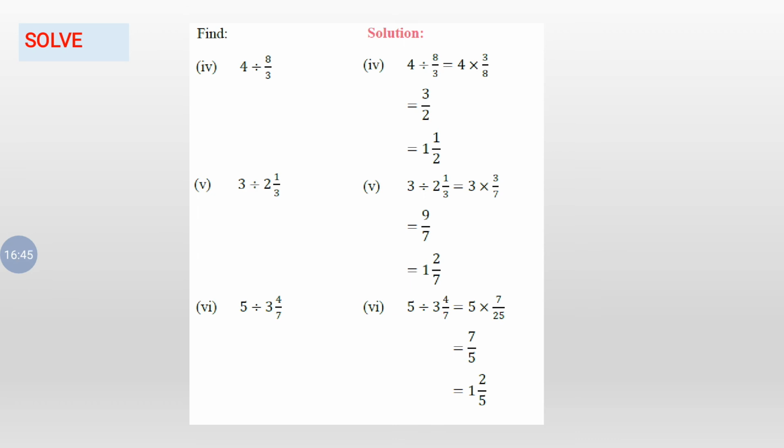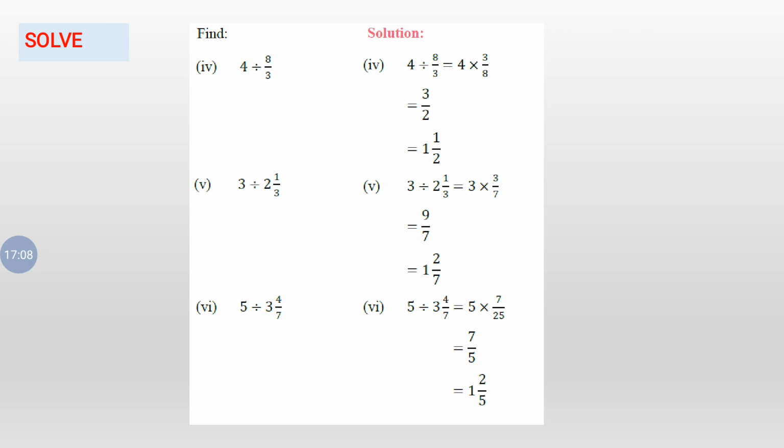So another example, 5 divided by 3 4 by 7. So the denominator is considered as 1. Already you know that the operation changes from division into multiplication. The mixed fraction is converted into an improper fraction. 7 3s are 21, 21 plus 4, 25 by 7. So 25 by 7 is the reciprocal of 7 by 25.